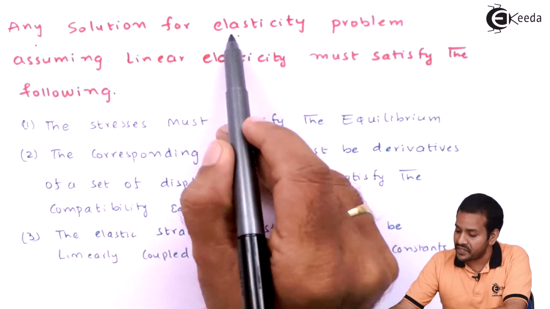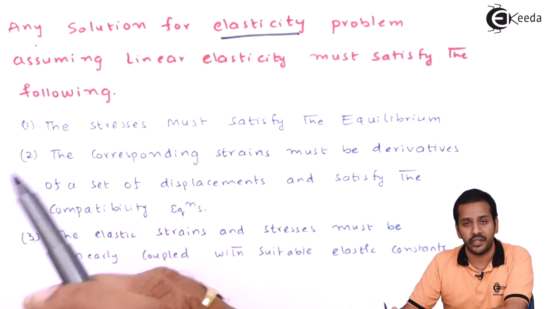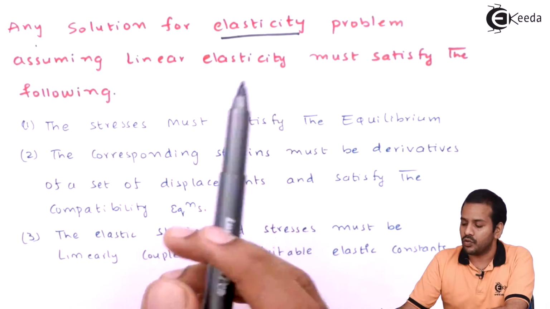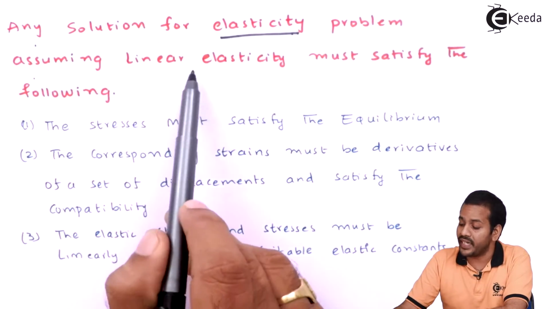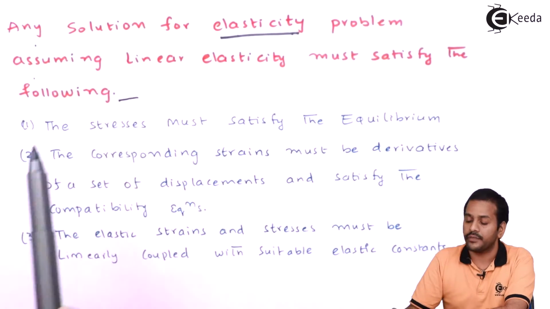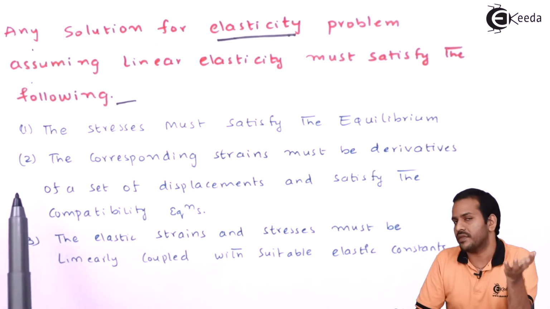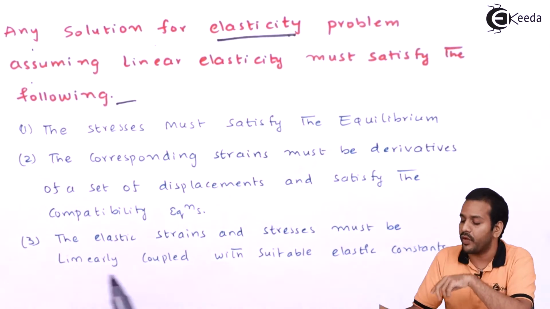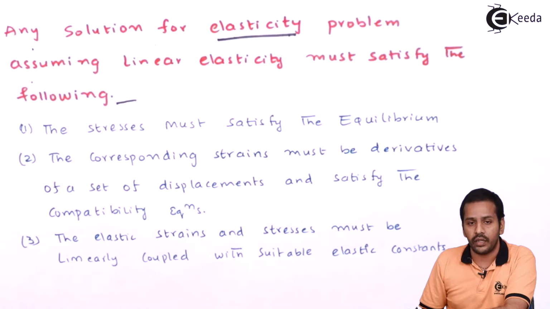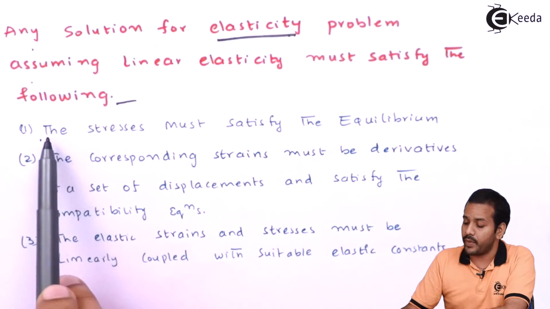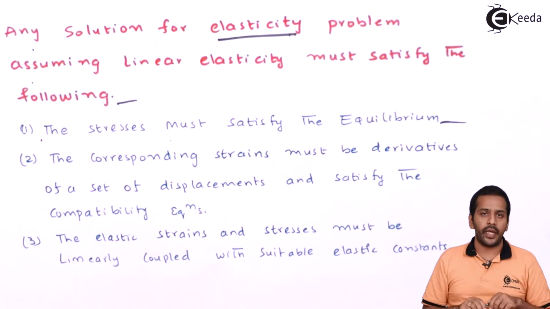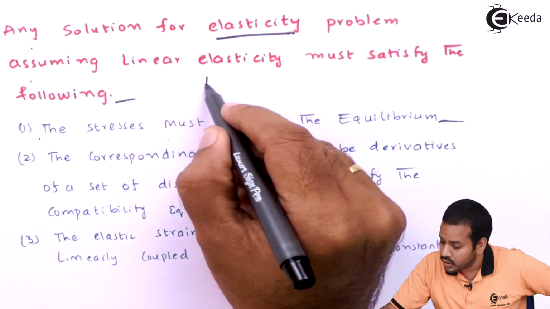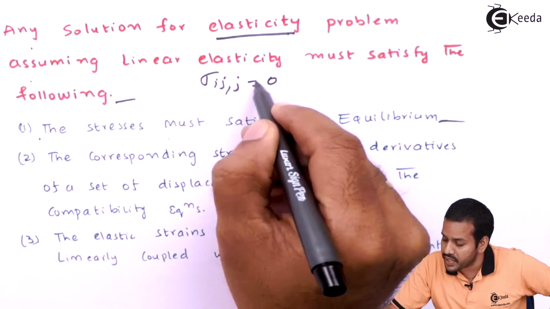Any solution for an elasticity problem, let us say we are solving elasticity problems for small deformations, that is very, very small. Elasticity problems, assuming linear elasticity, must satisfy the following. So if we want to solve some elasticity problems, then these are the requirements. The first requirement is that the stresses must satisfy equilibrium. We already know the equilibrium equation: sigma ij comma j is equal to 0.